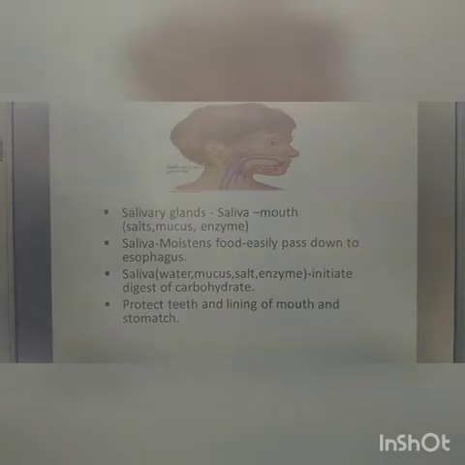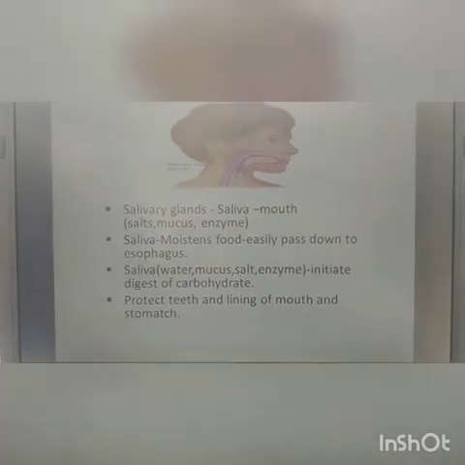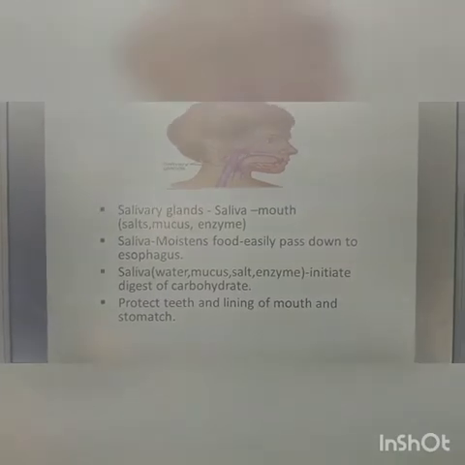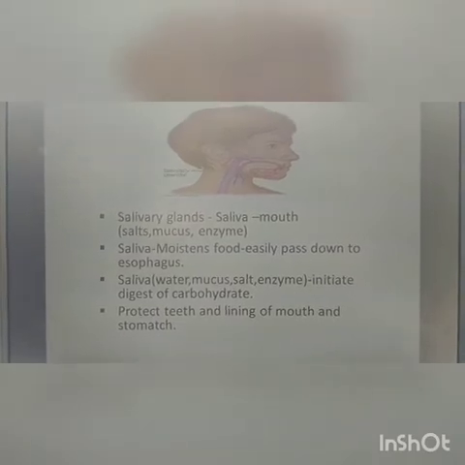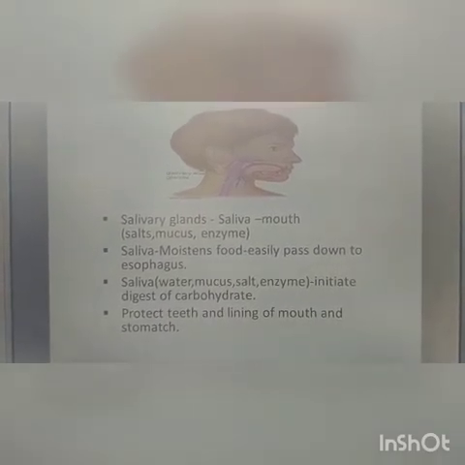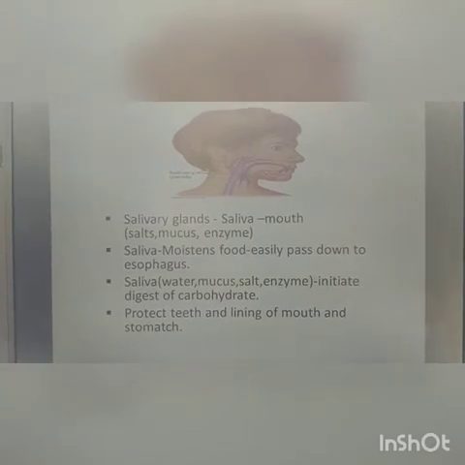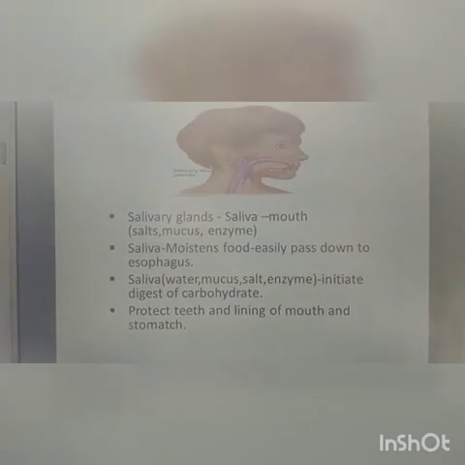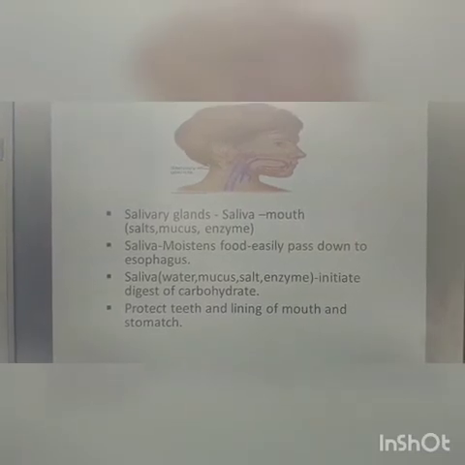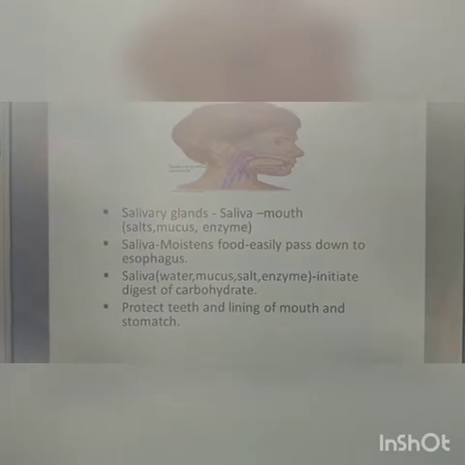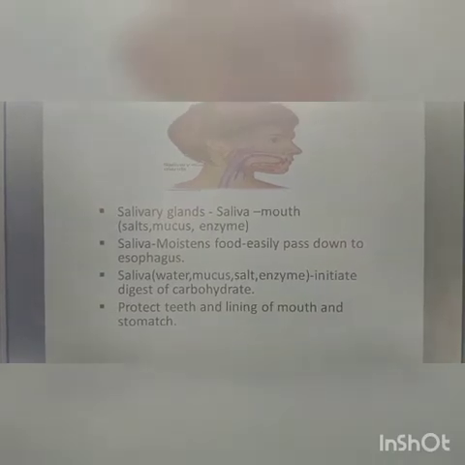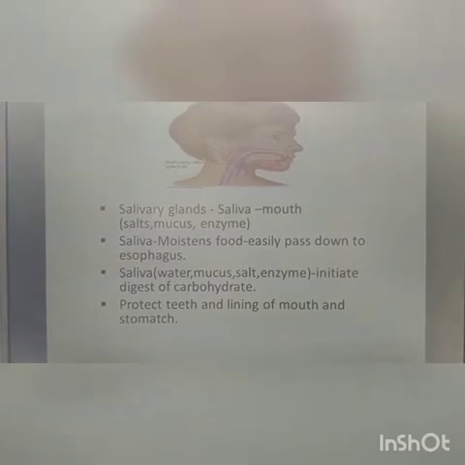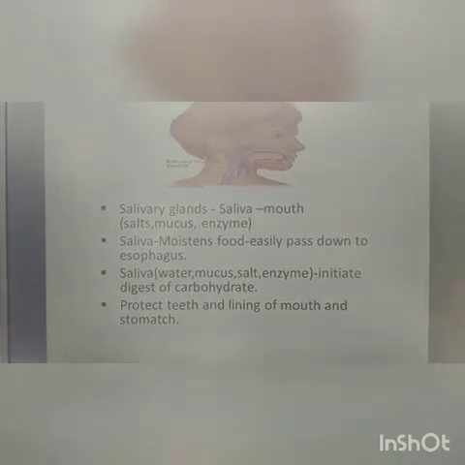Salivary gland secretes saliva into the mouth that contains salt, mucus and enzyme. Saliva moistens the food to pass down the esophagus easily. Saliva also contains water, mucus, salt and enzyme that initiate the digestion of carbohydrate. Besides that, saliva also protects our teeth and the lining of the mouth and stomach from becoming damaged.